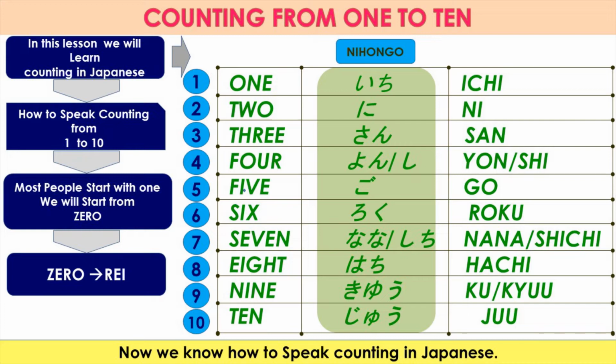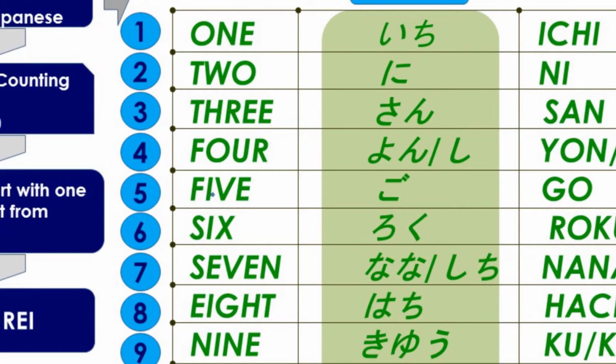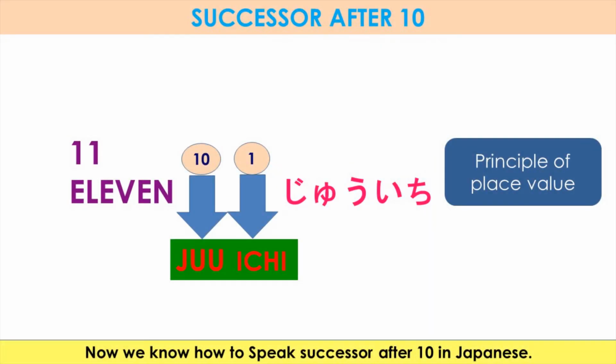Now we will learn how to count after 10, and the same pattern will be followed up to 19. In this pattern we can use two methods. One is the splitting method, where we split the number into 2. Like 11 is 10 plus 1. Now we have two numbers, 10 and 1. Ichi is for 1 and Ju is for 10. So that will be Ju Ichi.